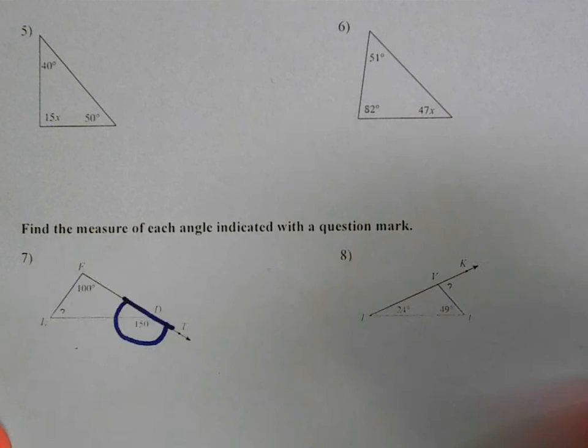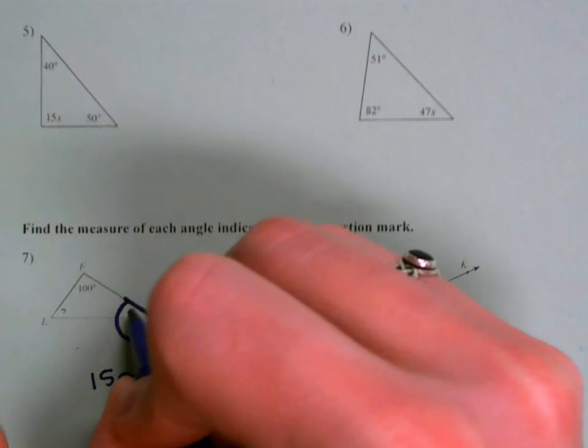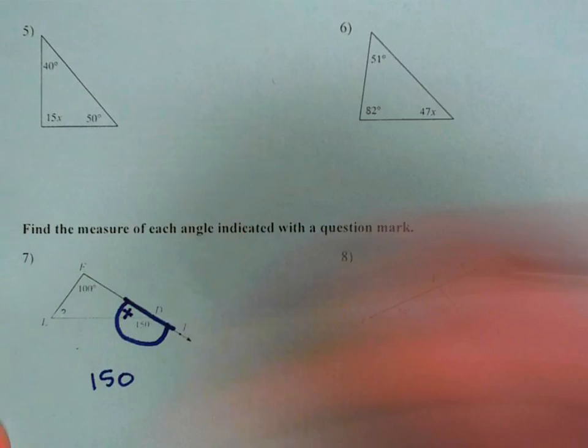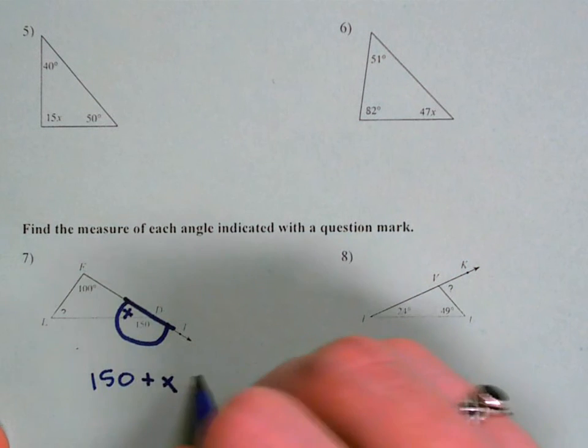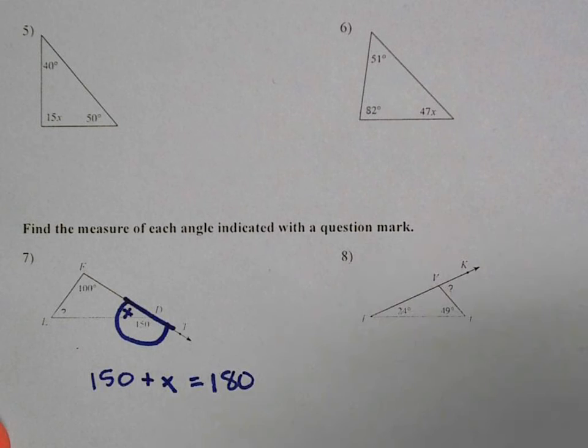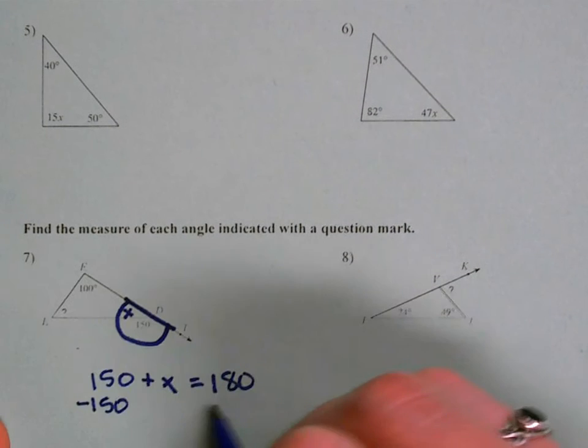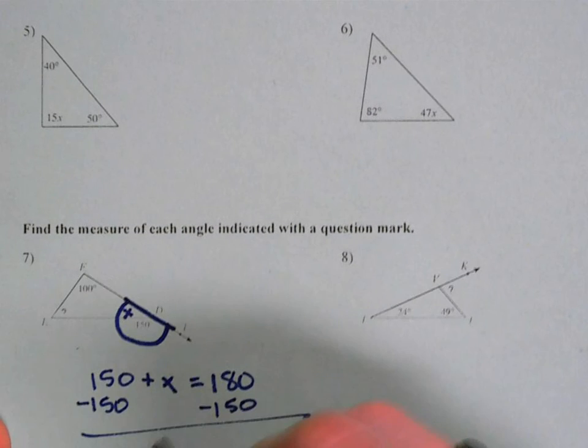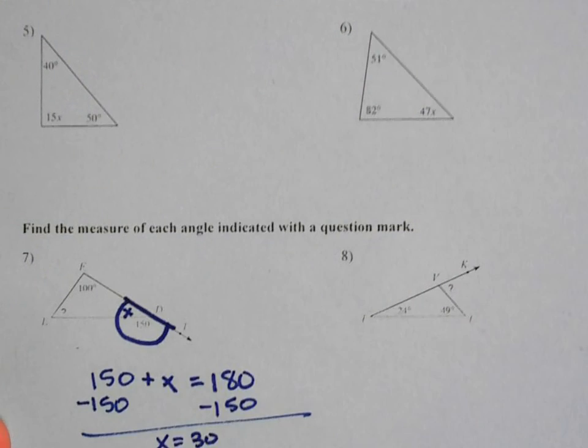So we know this outside angle is 150, and I'm going to call this angle X. If we add 150 to angle X, they're going to equal 180 because they're on a straight line. Then we solve for X, and X equals 30.